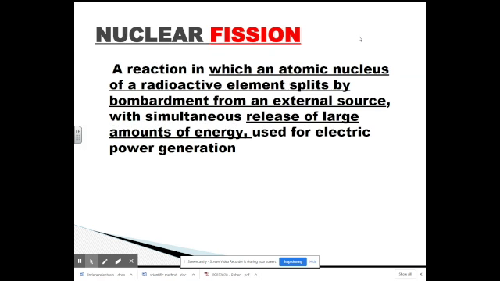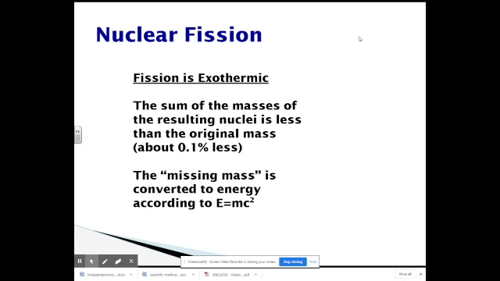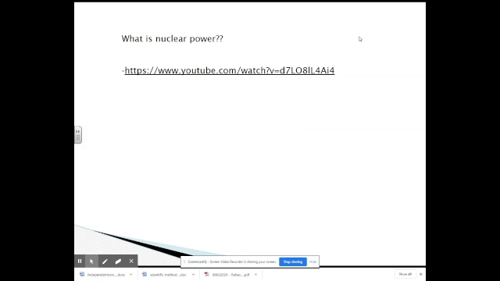And then that brings us to nuclear fission, in which an atomic nucleus of radioactive elements splits by bombardment from an external source, which simultaneously releases a lot of energy. This is used for electrical power generation. So fission is exothermic, which means it releases a lot of heat. Which brings us to the second video that you see on this slide, which I do want you to watch as well. It's basically talking about what nuclear power is and how radiation can be a good thing.